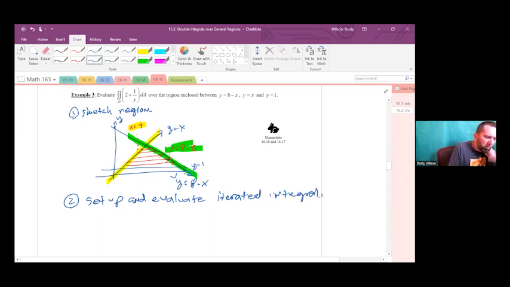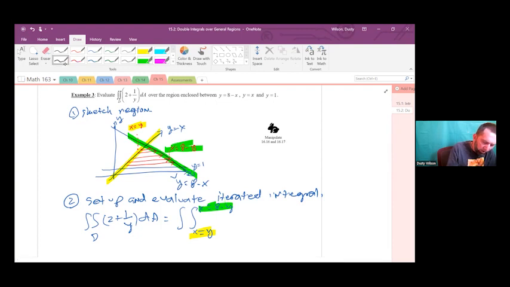So we have this double integral. Maybe this time we'll write it. So I have the double integral over D of 2 plus 1 over y dA is equal to the double integral. And here we're going side to side, so we're going from x equals y to x equals 8 minus y. That's from yellow to green, of the integrand, which is 2 plus 1 over y. And we're going to go dx first because we're parallel to the x-axis.